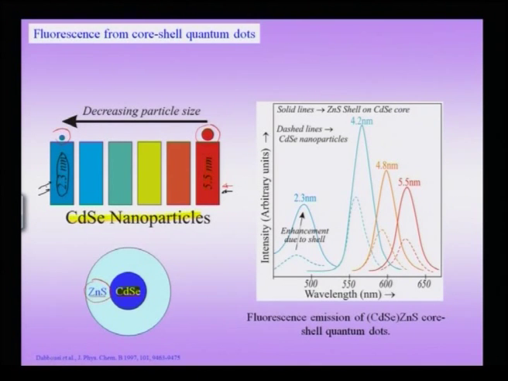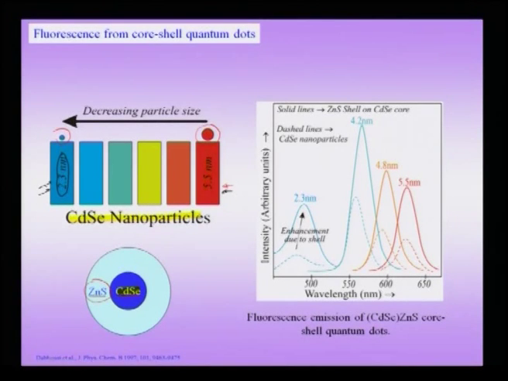And clearly, that is why this phenomenon is known as blue shift, because now there is a change in color from red to the blue. That means, from lower energies to higher energies when you reduce the particle size, which again is coming from the phenomenon of this quantum confinement, which is leading to an increase in the band gap.